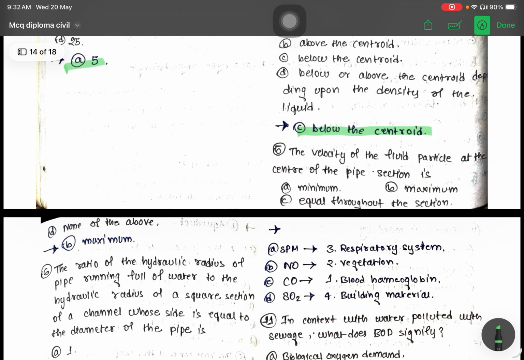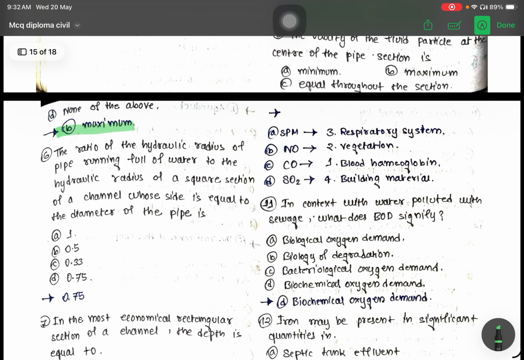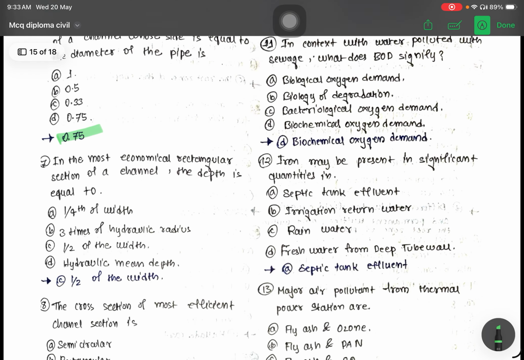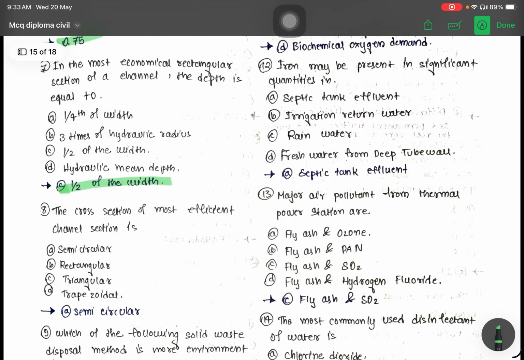The velocity of the fluid particle at the center of the pipe section is maximum. The ratio of the hydraulic radius of a pipe running full of water to the hydraulic radius of the same section of a channel whose side is equal to the diameter of the pipe is 0.75. In the most economical rectangular section of a channel, the depth is equal to half of the width. The cross section of the most efficient channel section is semicircular.